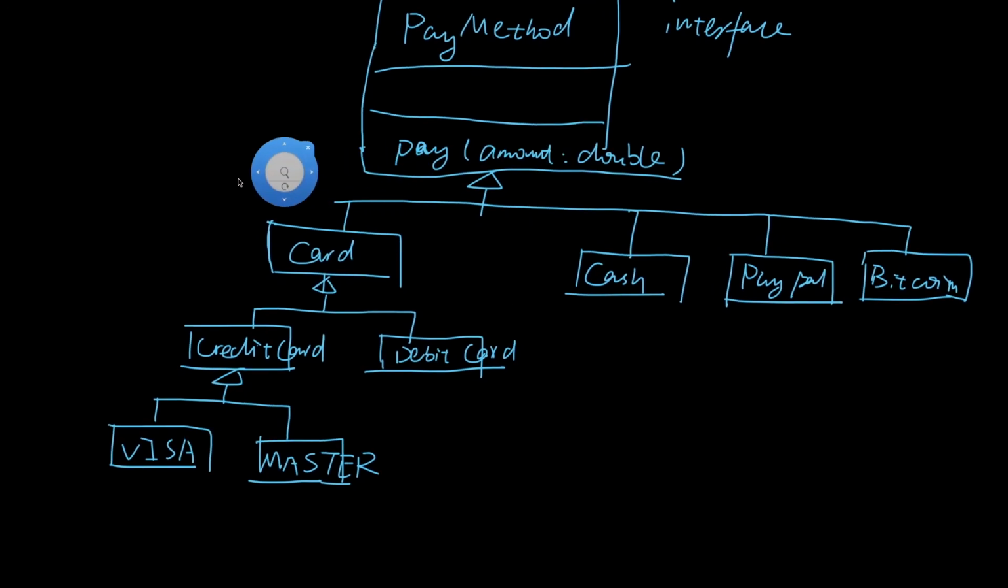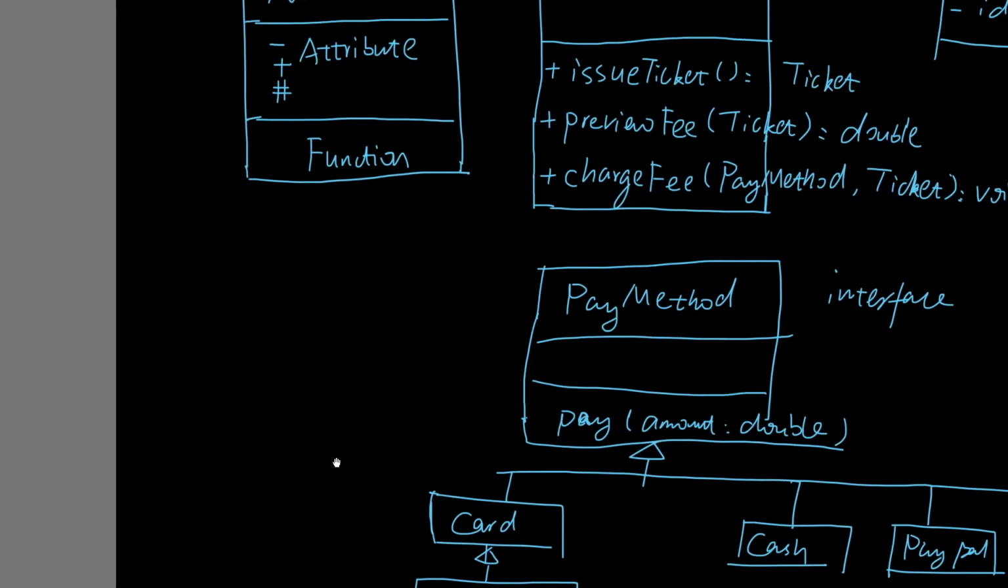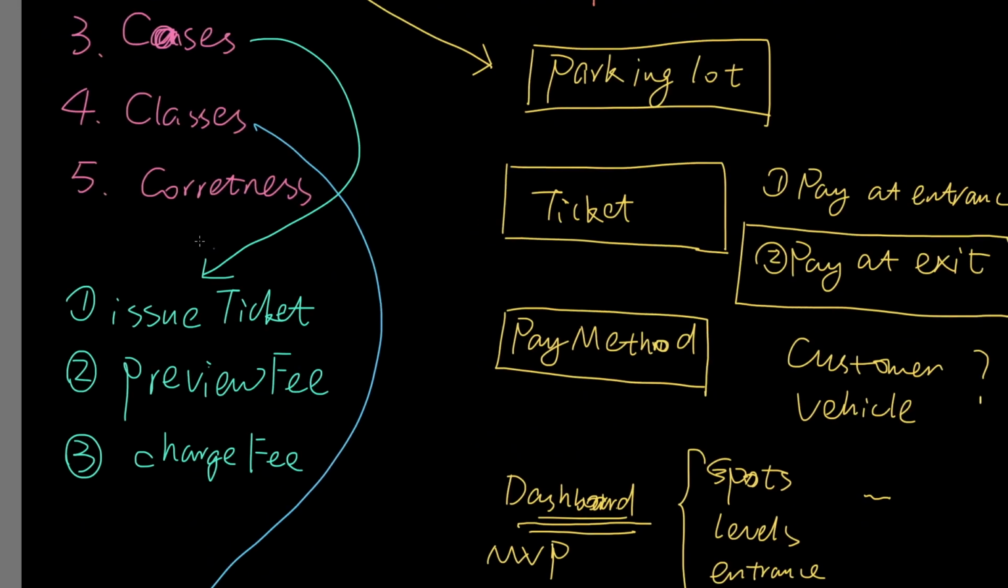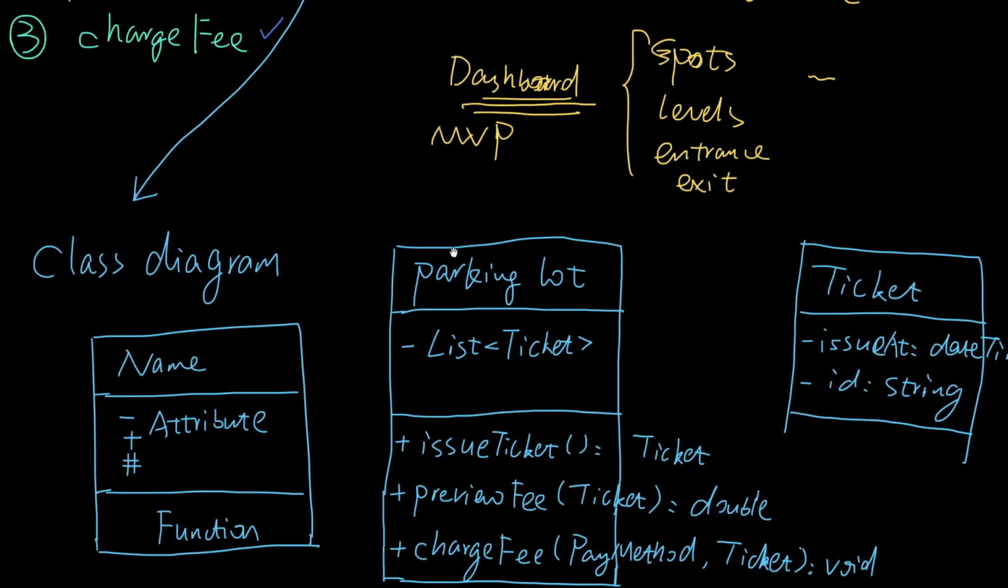And then the last thing, let's look at the last step. What is the last step here? It is correctness. So let's look, we have checked with the interviewer: the issue ticket, we support this one. The preview fee, we support this one. The charge fee, we support this one. So we should be able to cover all of the things.